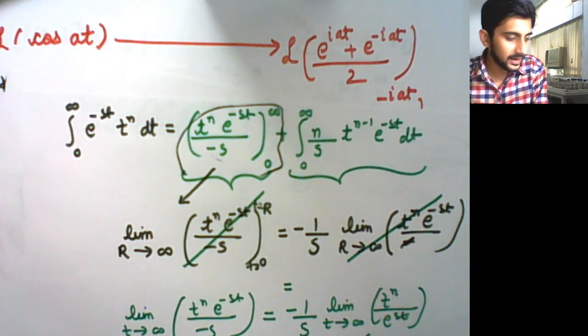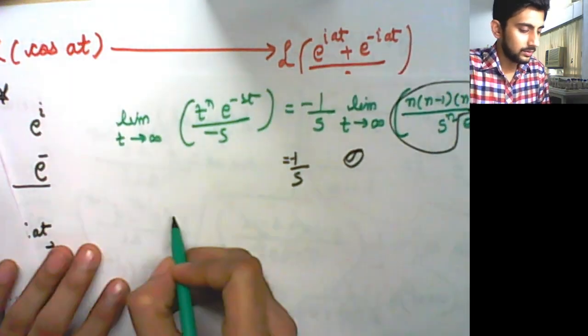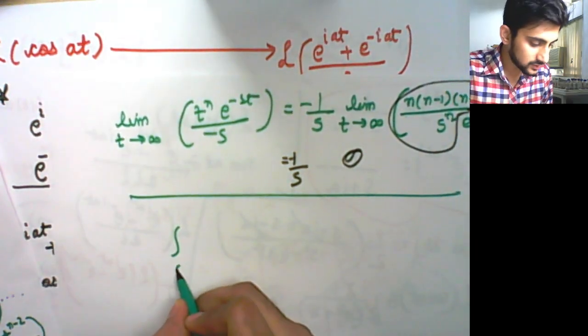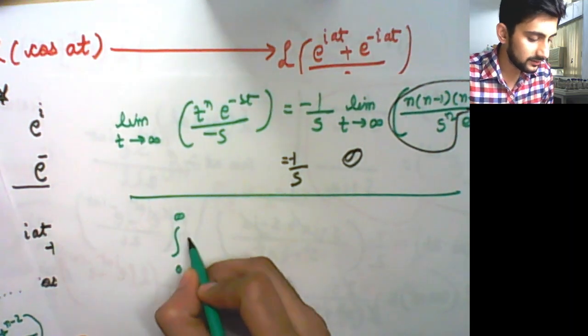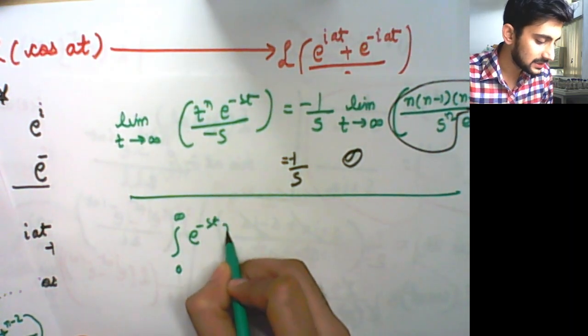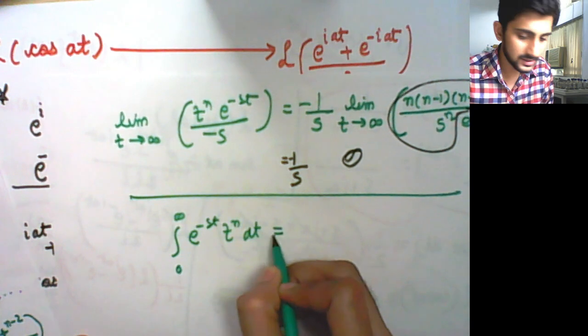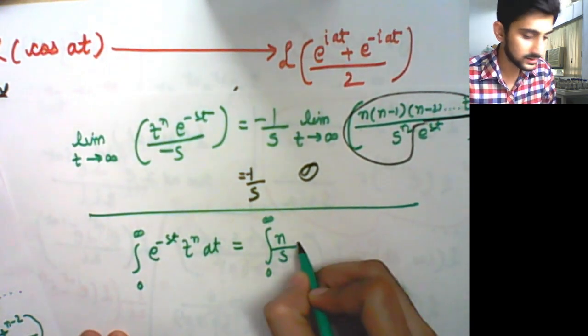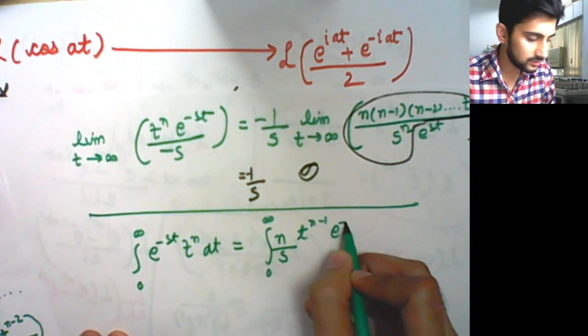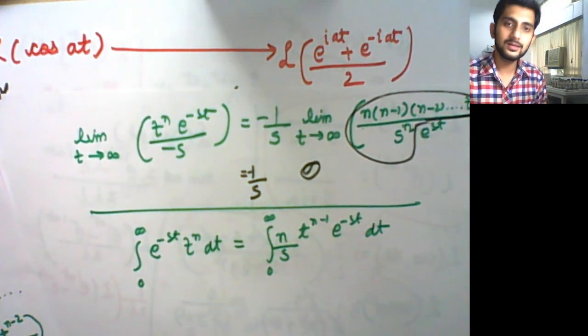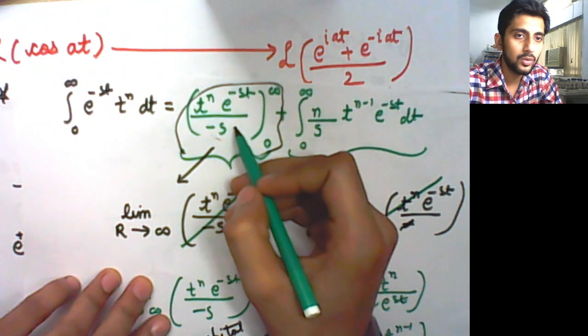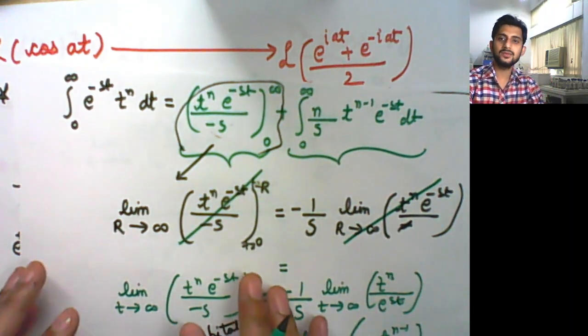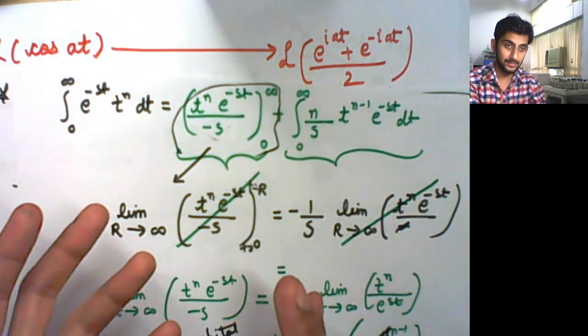So you can simply write your value: when we were solving the actual function, which was integral from 0 to infinity of e to the power minus st, t to the power n dt, it is equal to integral from 0 to infinity of n upon s, t to the power n minus 1, e to the power minus st dt. Why? Because this term became 0. So all this L'Hopital rule, applying these limits, was all in vain.